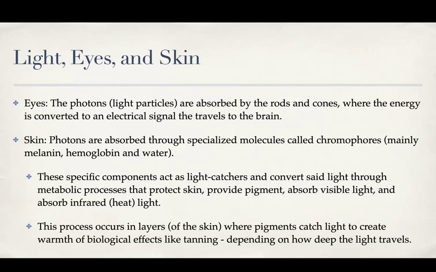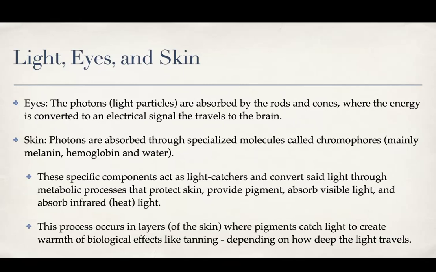Taking what we talked about from week 1 and 2, and looking at how energy is converted and then moved into something else and moved into something else: those light particles that we can see are absorbed by the rods and the cones of the eyes, and that energy is then converted to an electrical signal that travels to the brain. The light particles, those photons, for the skin are absorbed through specialized molecules called chromophores. Those are mainly your melanin, your hemoglobin, and your water.